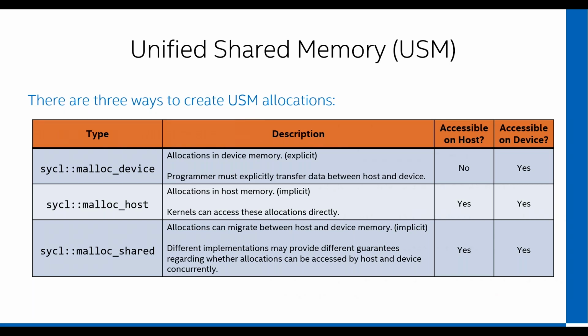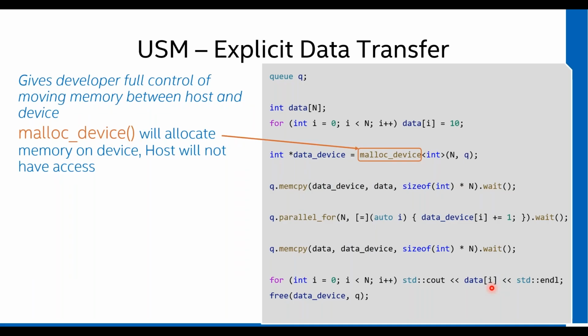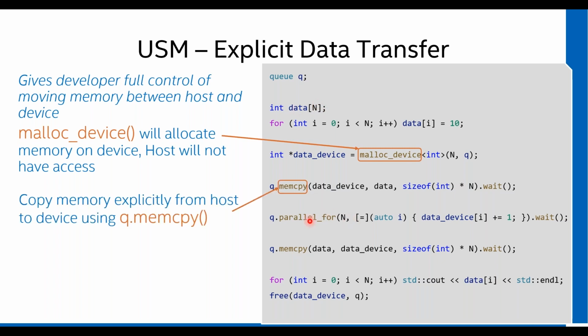So this is one example of malloc device and malloc shared. As I already mentioned, you need to create some memory with malloc device, and here we are creating memory. We have already allocated this data in the host. So what we will do now is copy, using memcpy, whatever was present in data to data device, right? This is the traditional memcpy syntax that's getting used here. And then we do the parallel for, as we did for buffer also. And after this operation is done, again, we are copying back the data from data device to data. So that's what happens when we explicitly do the transfer.